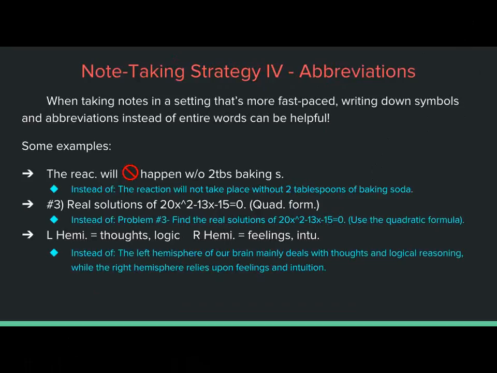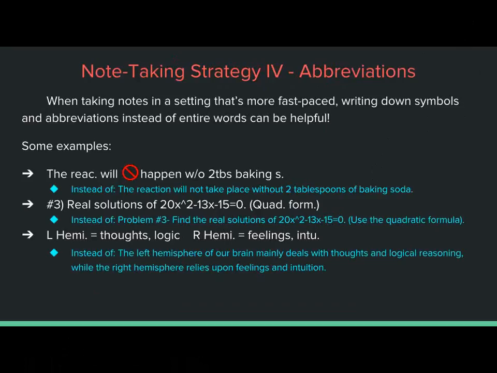The first one's kind of chemistry. The reaction will not happen without 2 tablespoons of baking soda. So just using little symbols, like the no symbol for not or W/O for without, just little things.